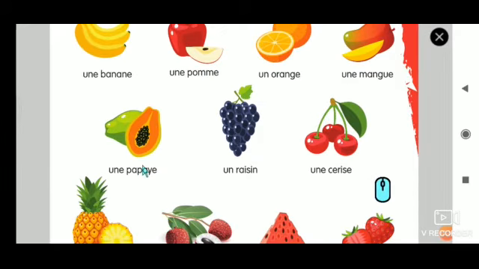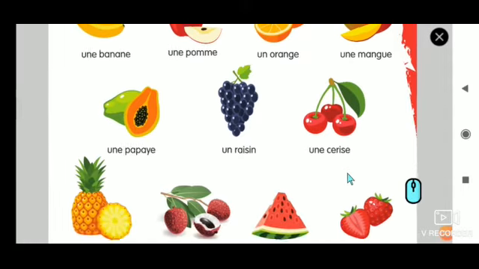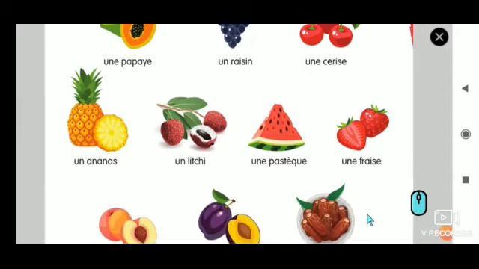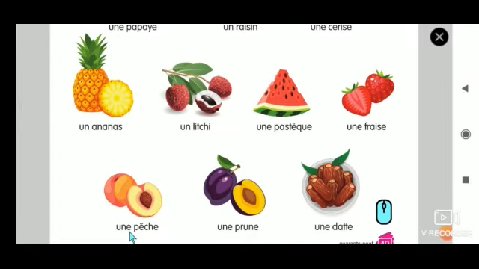So let's go to the second line: une papaye, un raisin, une cerise, un ananas, un litchi, une pastèque, une fraise, une pêche, une prune, une date.